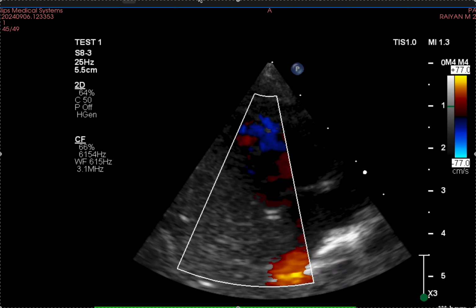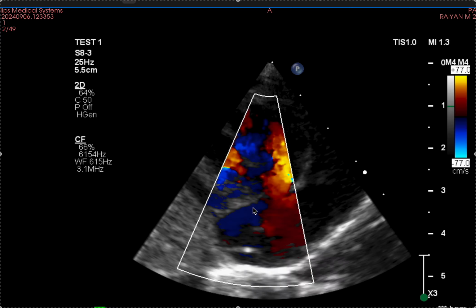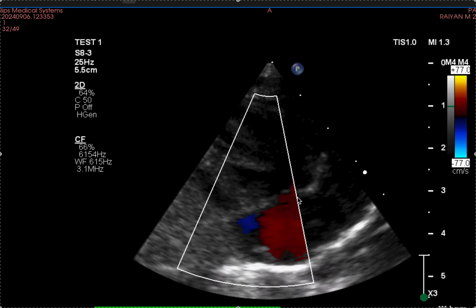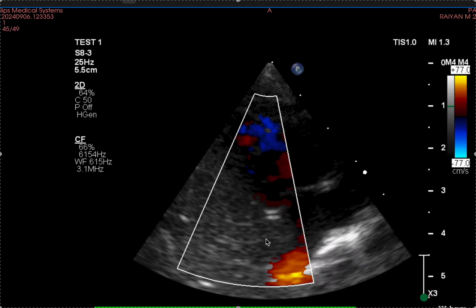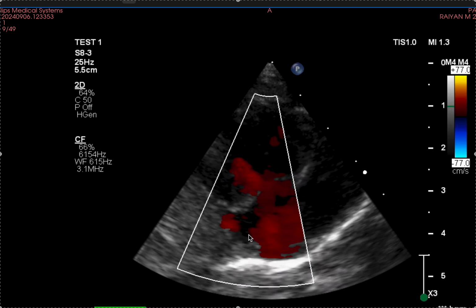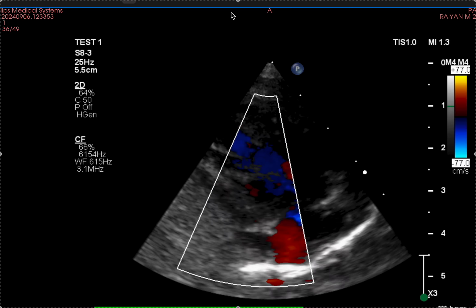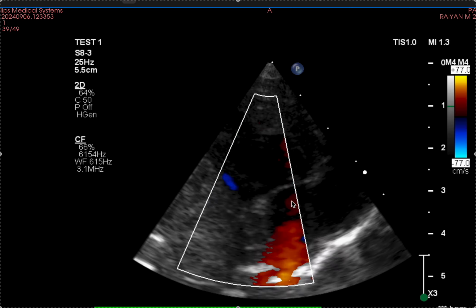This is the right ventricle inlet view. This is the right atrium, this is the right ventricle, and this red flow is flow from the inferior vena cava into the right atrium. This portion is the coronary sinus draining into the right atrium. So in the RV inlet view, this is inferior vena cava flow, and this is the coronary sinus.